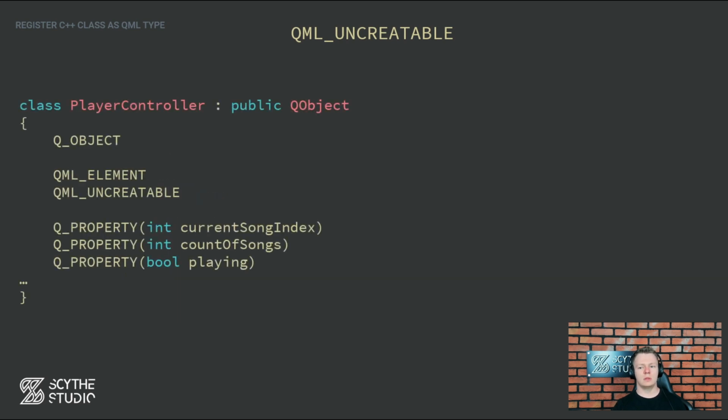The steps are almost the same as for creatable type. We define it as QML element, we add it to module sources, and additionally we add QML uncreatable macro in class header. In brackets, we also define a message which is displayed when the user tries to instantiate this type in QML. And after you do that, you are good to go. We cannot create any instances of this type directly, but you can freely access static properties attached to exposed class.